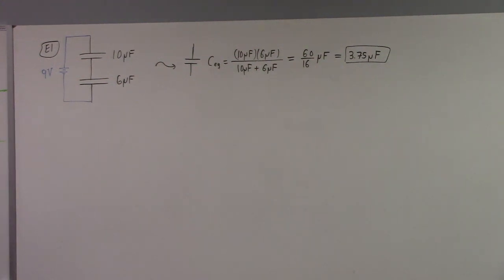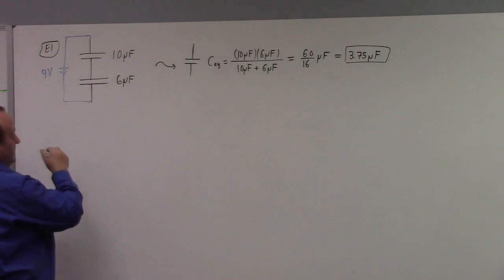So my question is, if that's a 9-volt battery that's been attached, and it's charged, my question is simply this: what's the charge on the 10 microfarad capacitor? What's the charge on the 6 microfarad capacitor? And what's the voltage dropped on each capacitor? All right? So let's figure that out.